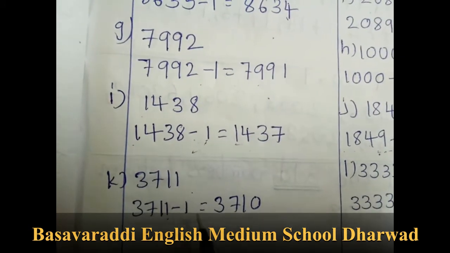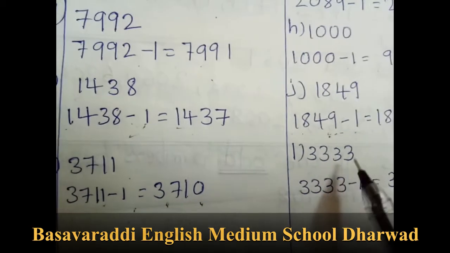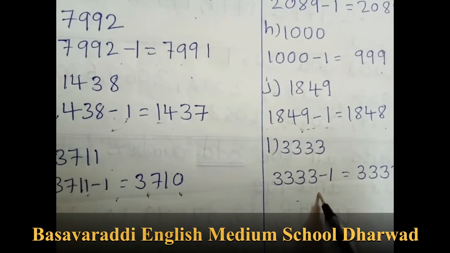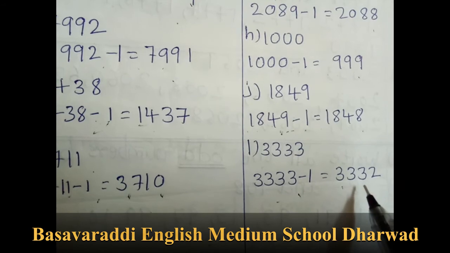3711, you subtract 1, that is answer 3710. 3333, if you subtract 1, we get the answer 3332.